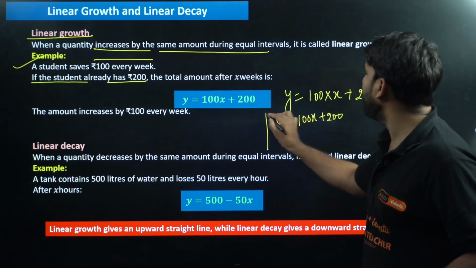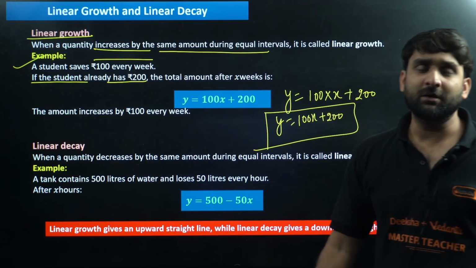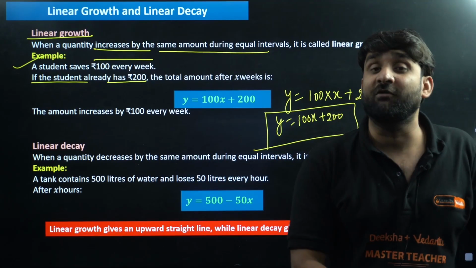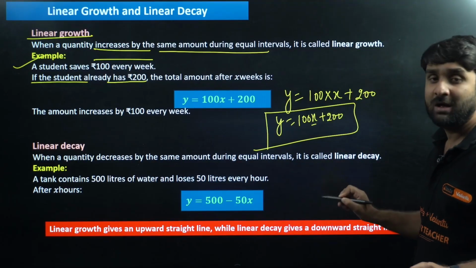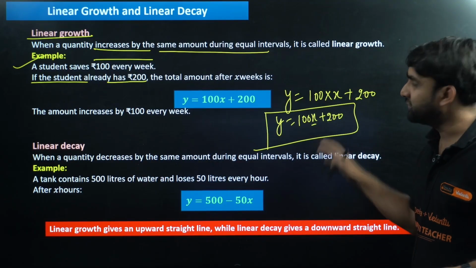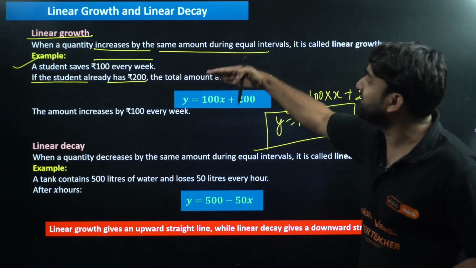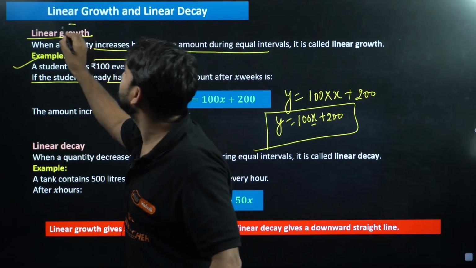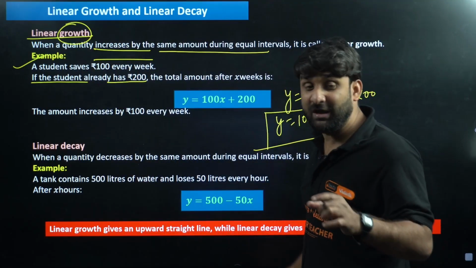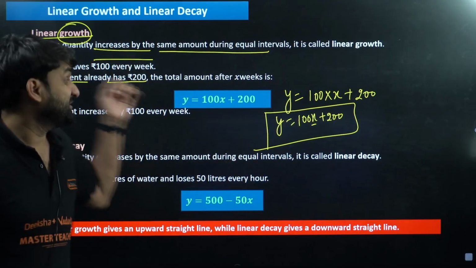Now you can find any value, the amount of money he will be saving after 3 weeks, 4 weeks, 5 weeks. So after 5 weeks you need to put 5, after 10 weeks you need to put 10. So this is the way. Here everything is increasing, the saving money is increasing, so that's why this is called linear growth, and every week 100 rupees is increasing. So this is linear.